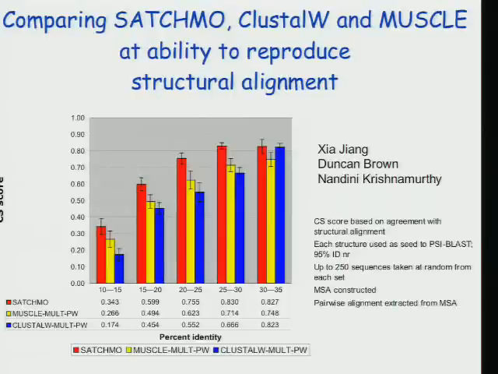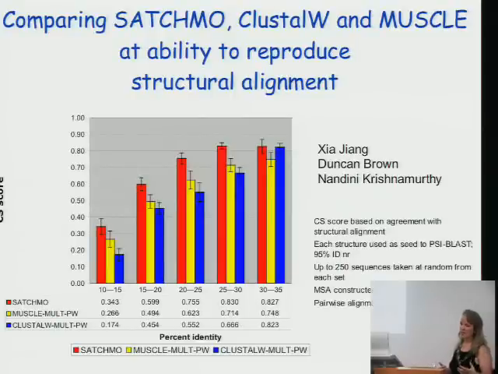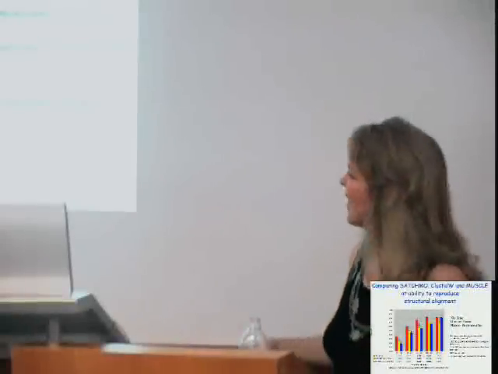Well, we compare it against that same data set of structurally aligned pairs of proteins. We included homologs that were gathered using the same approach for each of these algorithms: SACHMO, MUSCLE, which is a very popular approach, and Clustal W. We're calling this multi-PW, meaning we're gathering many sequences, and then we extract the pairwise alignment of the two distinguished sequences at the end. In the case of SACHMO, we're extracting the pairwise alignment at the point at which those two sequences are joined in the tree.